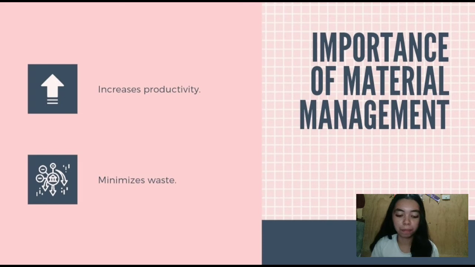Last is, it minimizes waste. Waste are materials that are damaged, cannot be used, are unwanted, or are transported out by the company. Inappropriate material storage results in waste generation. But because of material management, companies are able to process and properly manage material storage to minimize waste.